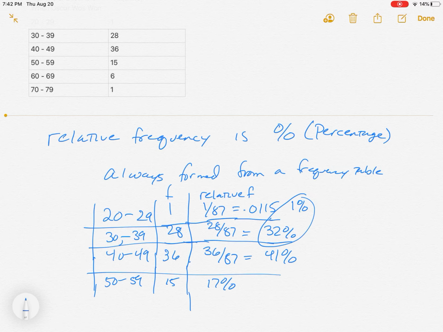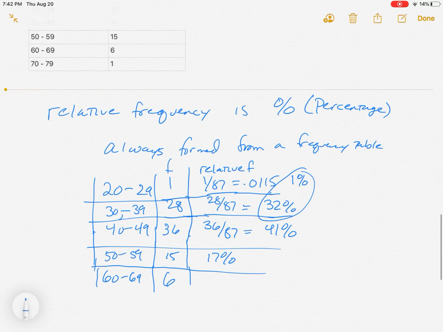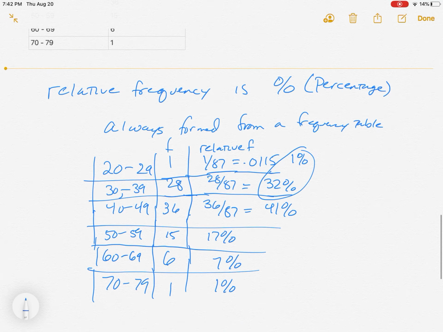What I'm showing in this last part is that I'm okay with just the percentage being written down. For 60 to 69, there were 6 in there. For 70 to 79, there was 1 in there. I already know the 1 is 1% because that's what was in the first category. 6 divided by 87 is about 7%. So 1%, 32%, and so on; this is the relative frequency table that they'll show you in the book.